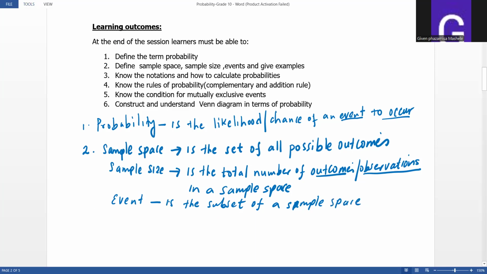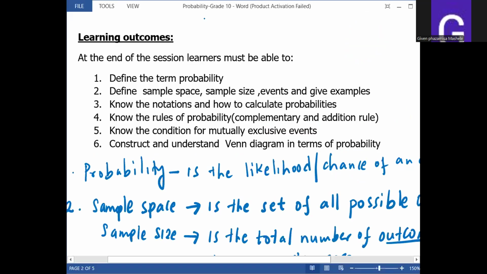And what does this mean when we say it is a subset of a sample space? It means that it belongs to the sample space. So if you want an event, you'll find it inside the sample space. So it's part of the sample space actually. For example, let's say we are having event A here as an example.